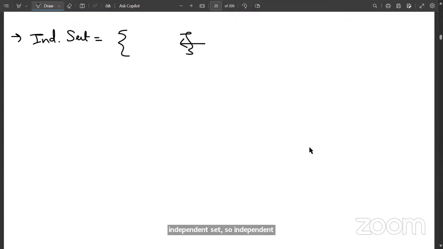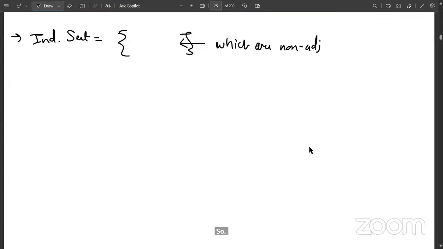So let's go towards independent set and vertex covering. So what is an independent set? An independent set is nothing but you have to collect all those vertices which are non-adjacent. So if two vertices are non-adjacent, you can put them into your independent set.